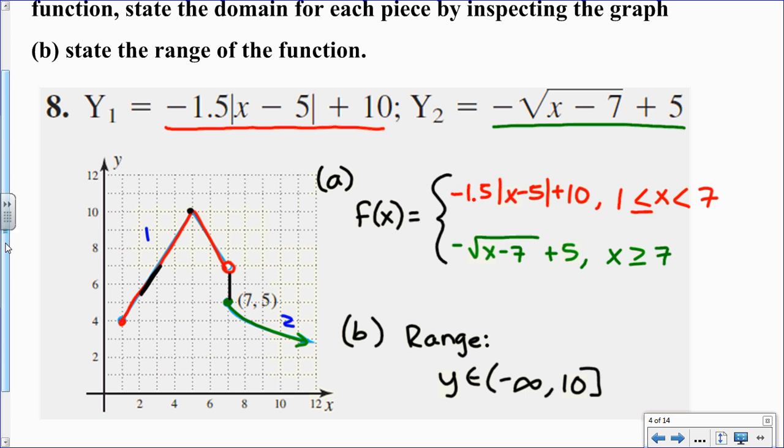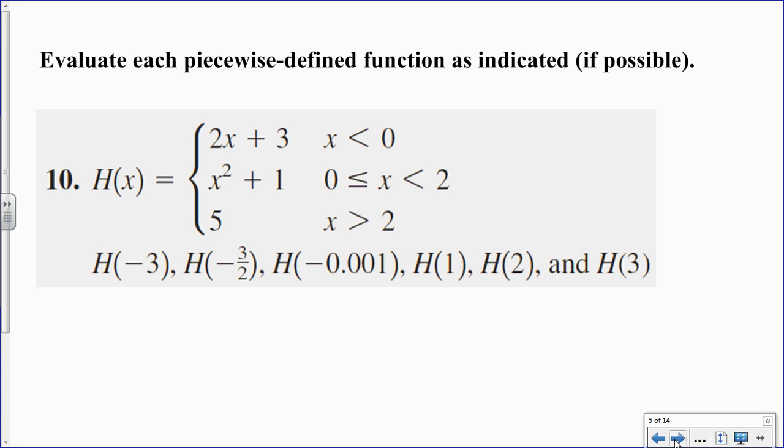Good. We're going to go back and practice a little bit of evaluating. So choose the correct one. You can have a piecewise function with more than just 2 functions. It can be 3 or even more than that. Okay, so take a minute to do these. Plug them into the correct one.